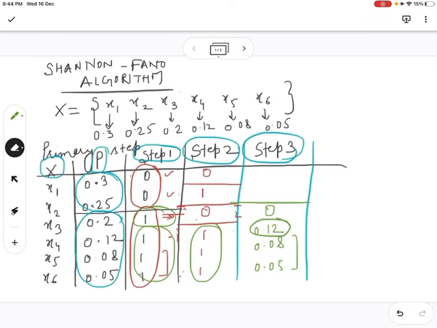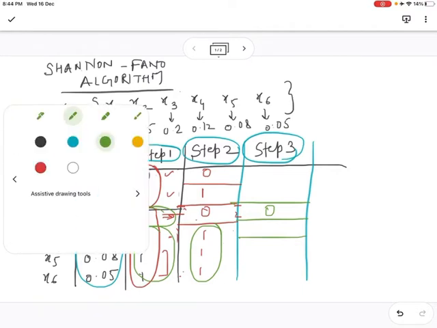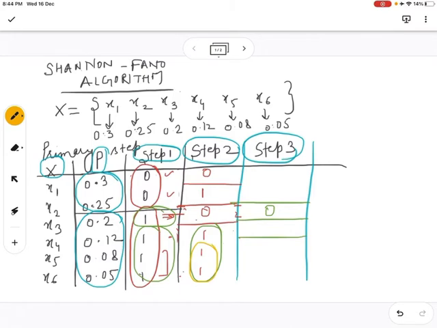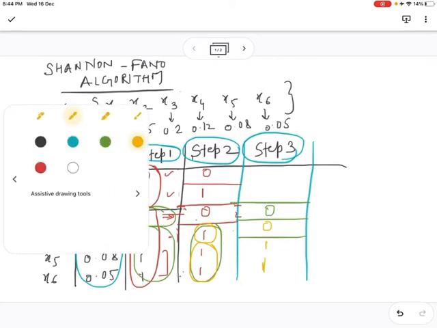So it is very clear that I'm going to divide these three probabilities in this way. This is in one group, this was already done, and these two probabilities in another group. I'm taking another color for better clarity. These two in one group and this one in one group. So I'm going to assign 0 to this and again 1 to this. Now step 4.